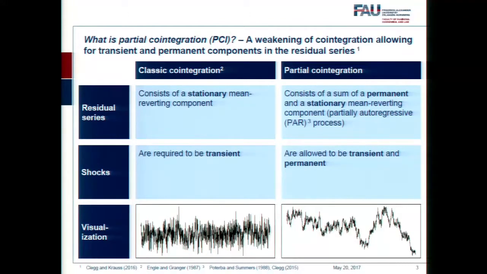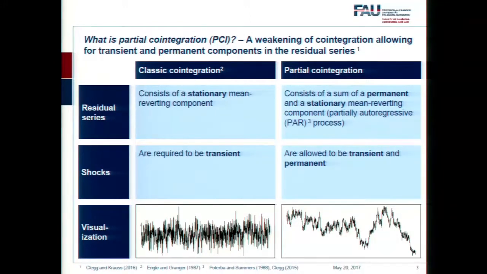And in the literature, the latter is known as a partially autoregressive process, which was introduced to the scientific community by Summers and Poterba in 1988. And very recently, my co-author, Matthew Clegg, further elaborated on the model. So next, talking about shocks. Classic co-integration always requires that all shocks to the residual series are solely transient. In a partial co-integration framework, we are much more flexible here, and we allow for transient shocks and permanent shocks as well. So to visualize the difference between the two concepts, I prepared two residual plots for you.